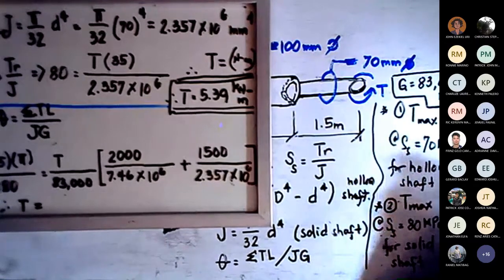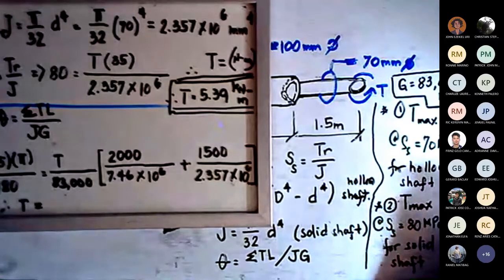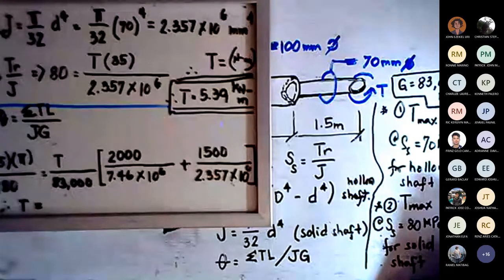I have 1,500 divided by 2.357 divided by 10 to the 6th plus 2,000 divided by 7.46 divided by 10 to the 6th. Ay, sorry.